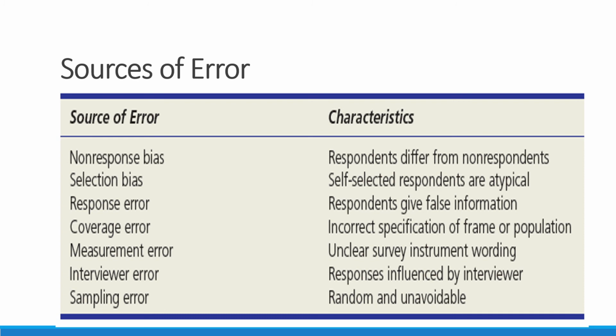The second source of error is selection bias. In some cases, the data is intended to be collected by a random method, but selection happens due to some personal preferences. In this case there is a bias due to the selection process.